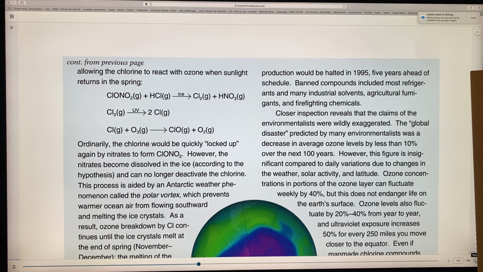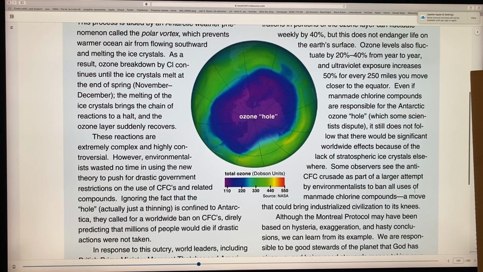But now we find out after closely evaluating everything that was going on, we find something else out. You know, there's supposed to be this big ozone hole in Antarctica, and it was claimed later on that it was widely exaggerated. This global disaster was predicted, and it was going to happen in the next 100 years or whatever. We were going to have this huge problem with ultraviolet light, and now we find that this ozone hole did not follow as predicted.